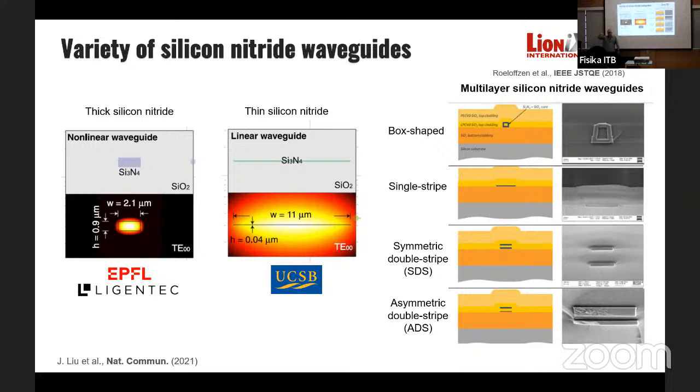The second one, which we touched upon yesterday, but not really in depth, is that if you make silicon nitride thick enough, you can engineer the dispersion of the waveguide. Anybody remember what is dispersion? While I have a sip of water. Anybody? Dispersion idea?